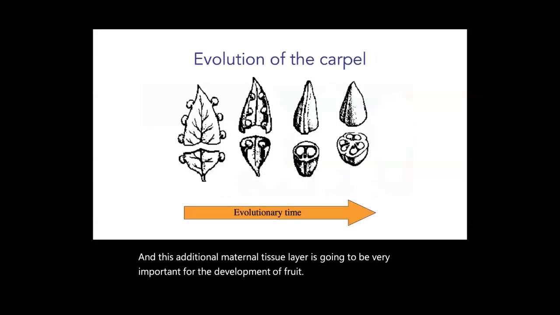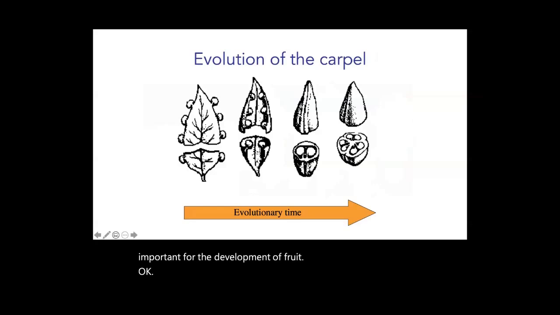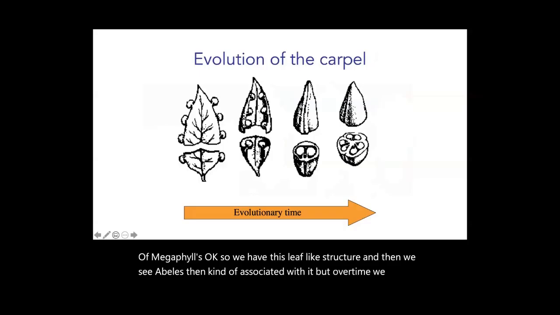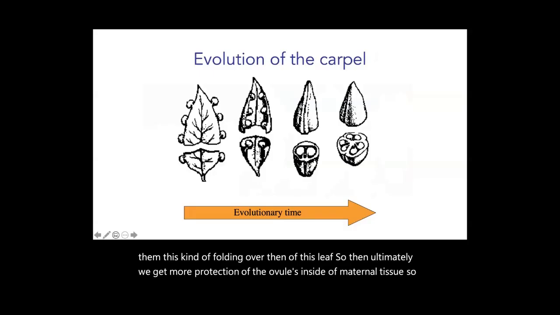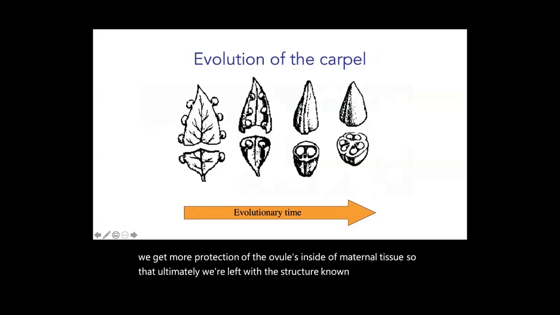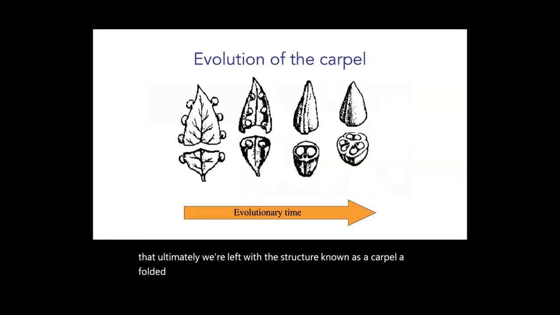Okay, carpel, evolution of the carpel. We see ovules on the outside or on the inside even of megaphylls. Okay, so we have this leaf-like structure, and then we see ovules associated with it. But over time, we see this folding over of this leaf. So then ultimately, we get more protection of the ovules inside of maternal tissue, so that ultimately we're left with this structure known as a carpel, a folded over leaf with the ovules on the inside.